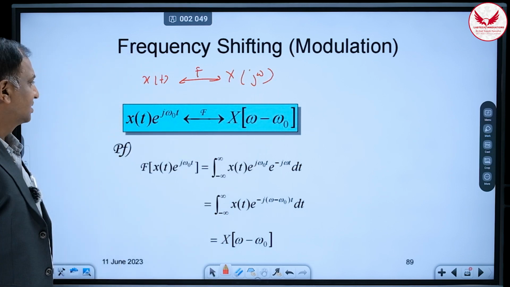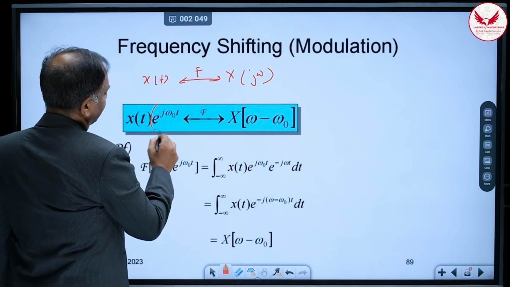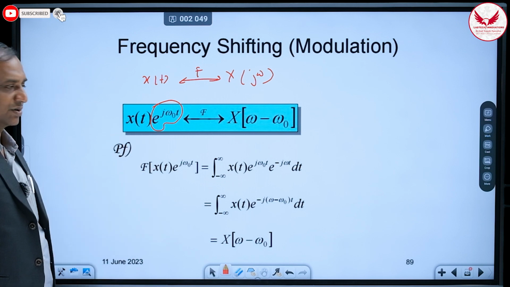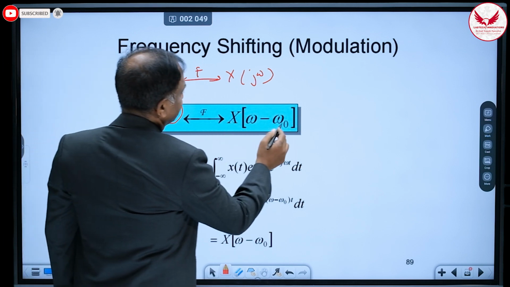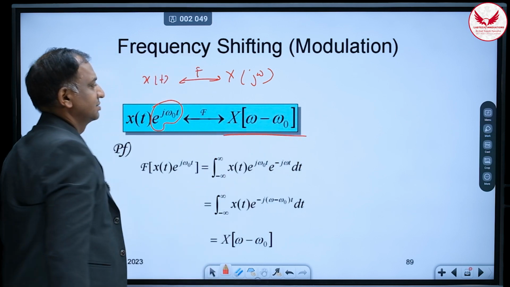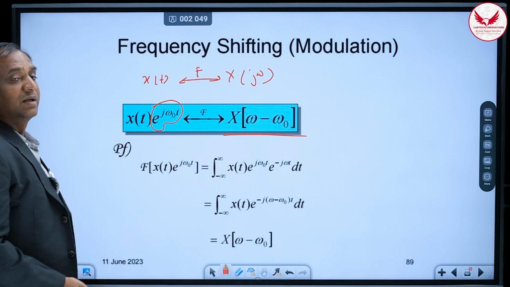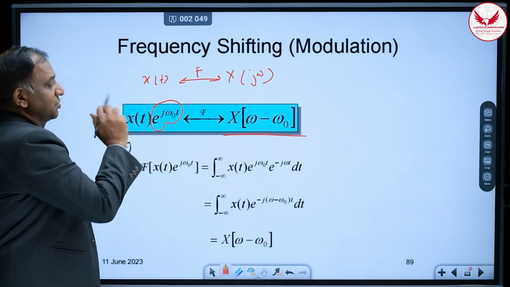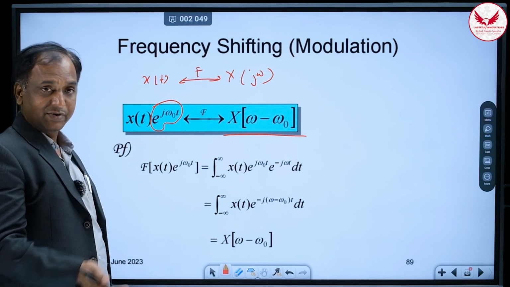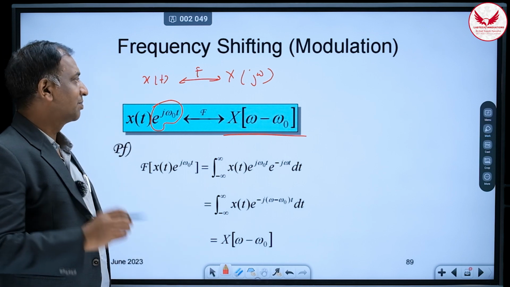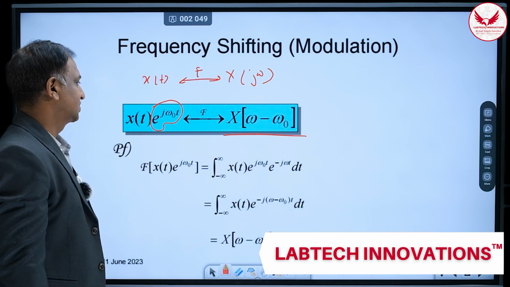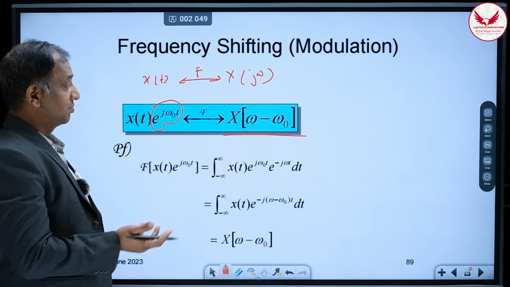When a signal in the time domain is multiplied by e raised to j omega 0 t, its frequency also changes; it will undergo a change to omega minus omega 0. This is called frequency shifting. When you multiply it by e raised to minus j omega 0 t, it will be omega plus omega 0. So when you want to shift the frequency, you have to perform a multiplication operation in the time domain. You multiply the signal by e raised to j omega 0 t, and that is equivalent to frequency shifting.